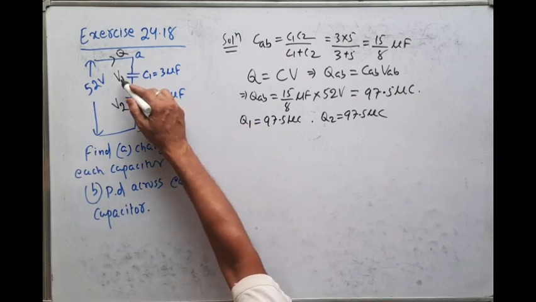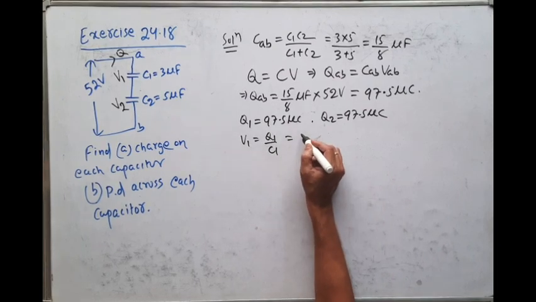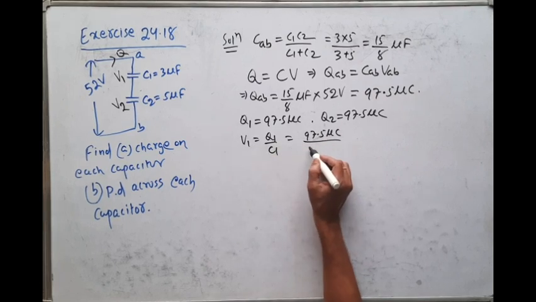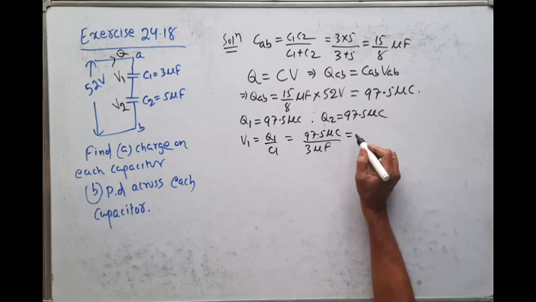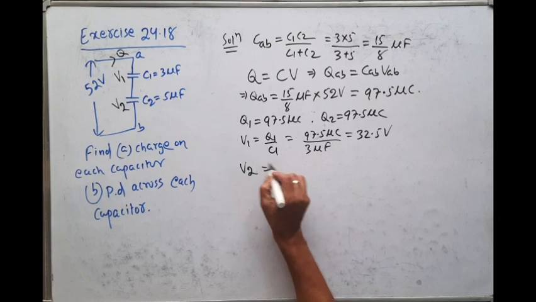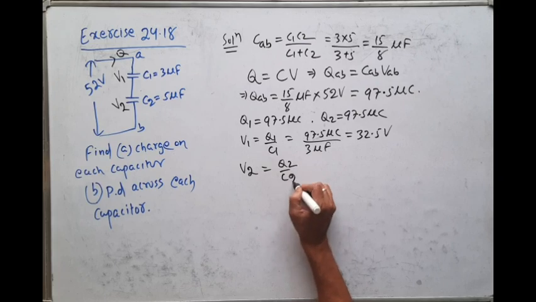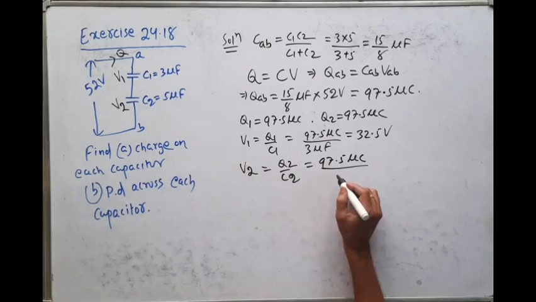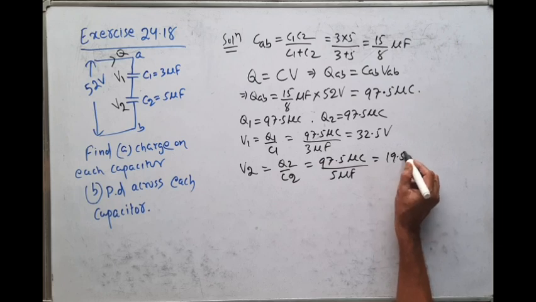Then what is the potential difference across C1? V1 is equal to Q1 by C1. Q1 is 97.5 microcoulomb, C1 is 3 microfarad. Micro cancels. 97.5 by 3 is equal to 32.5 volt. Similarly, the potential difference across C2 is Q2 by C2. Q2 is 97.5 microcoulomb, capacitance is 5 microfarad. Just divide this and you will get 19.5 volt.